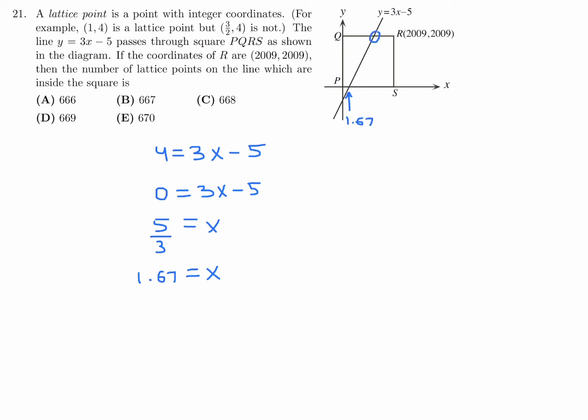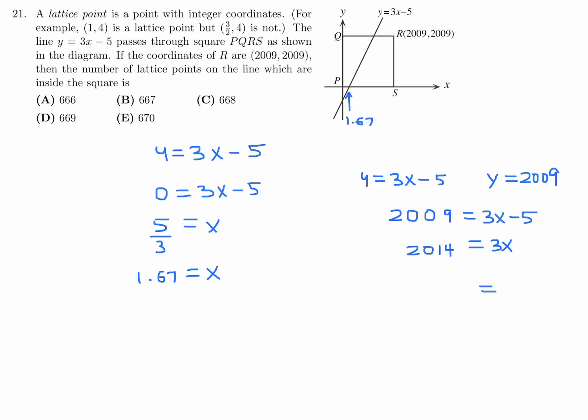Now we have to do the same thing for that. So how do we figure that one out? That point is where y equals 3x minus 5 intersects with the line y equals 2009. So we set these equal to each other. So 2009 is equal to 3x minus 5, and therefore 3x is equal to 2014, and therefore x, if you calculate this, will be about 671.3. So this point, the x-coordinate, is 671.3.